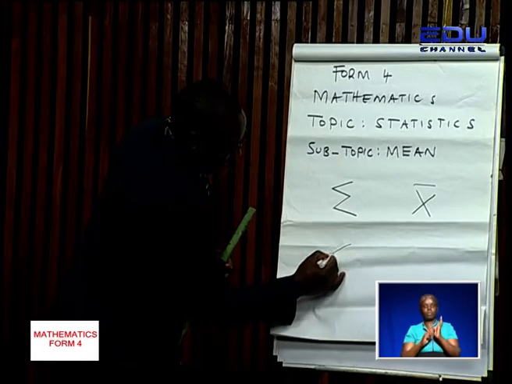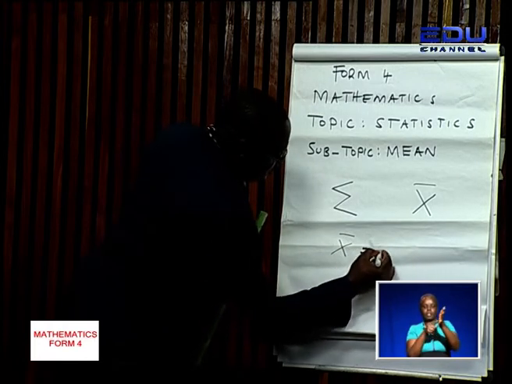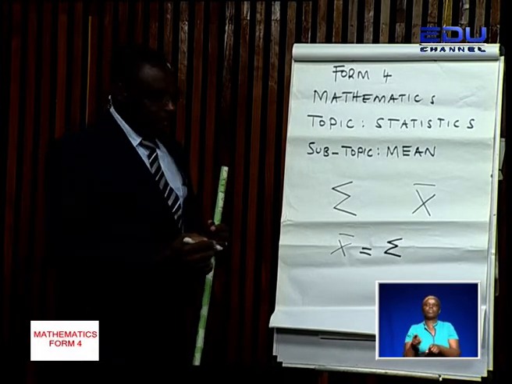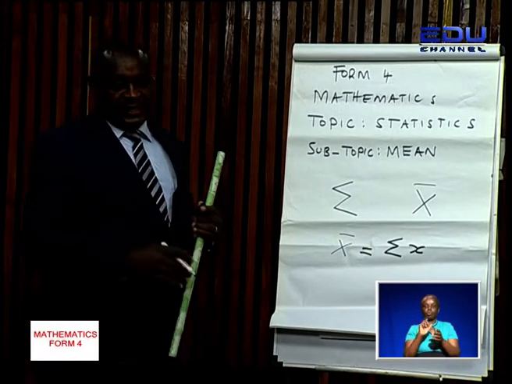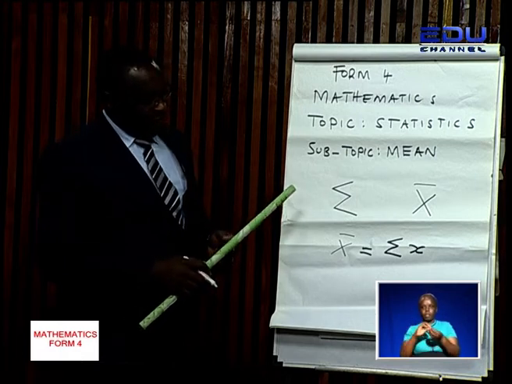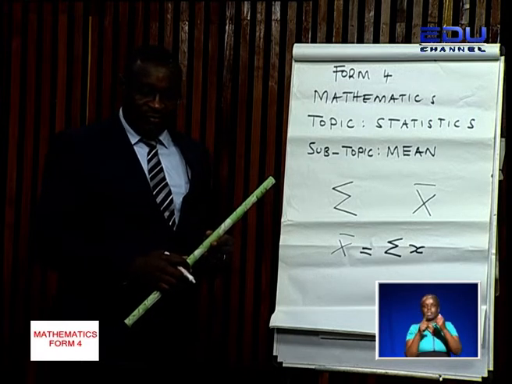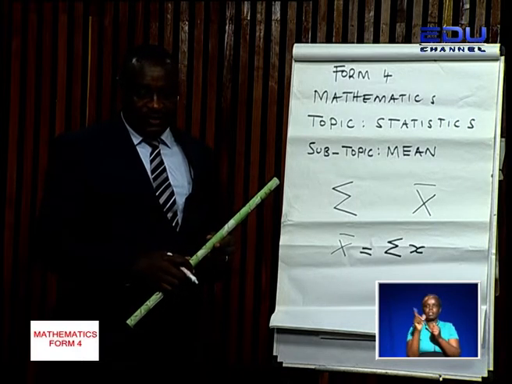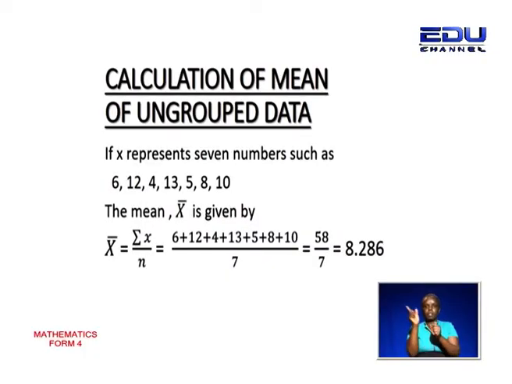and that will be given by X bar representing the mean, which will be equal to summation. We agreed that symbol represents summation, and we are summing all the x's where the x is each data point. For example, x1 is 6, x2 is 12, 4 is x3, 13 is x4, 5 is x5, 8 is x6, and 10 is x7. That tells me I have a total of 7 data points.